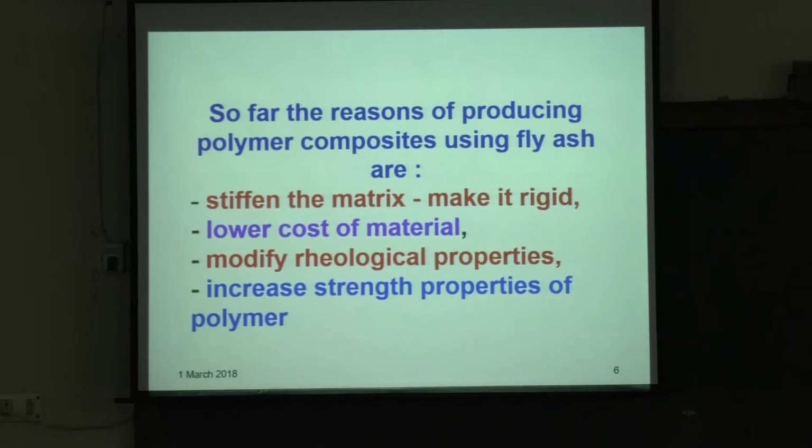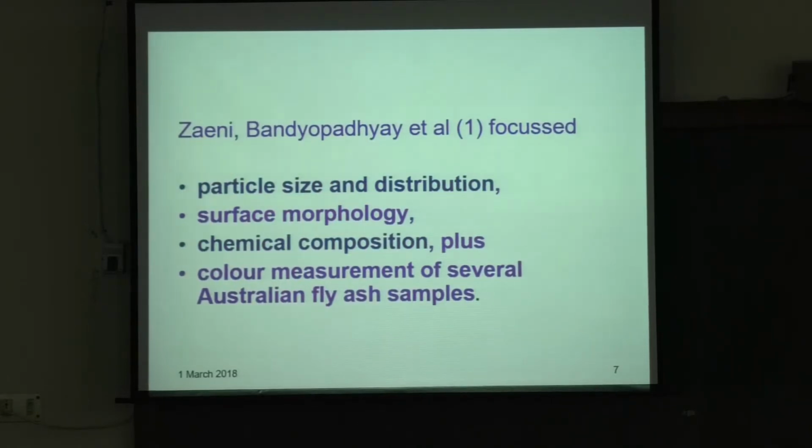Increased strength of the polymer. We have focused on these aspects. And then surface morphology, chemical composition, color measurements of several fly ash samples. This is what I showed in one of the slides, I think, yesterday. And as I mentioned, we used the equipment in the optometry section. That shows how different fly ash products can give different color.